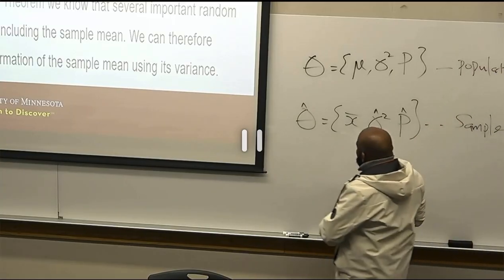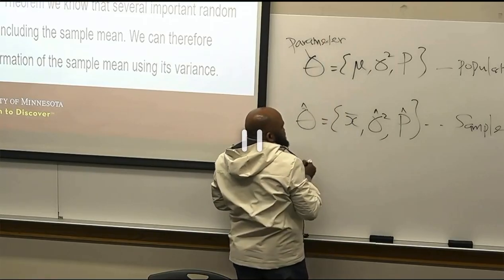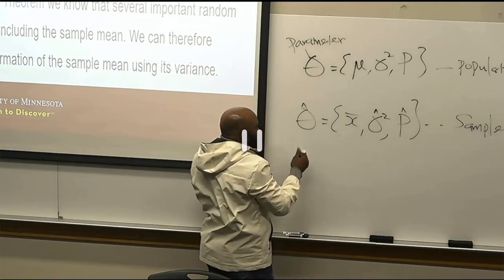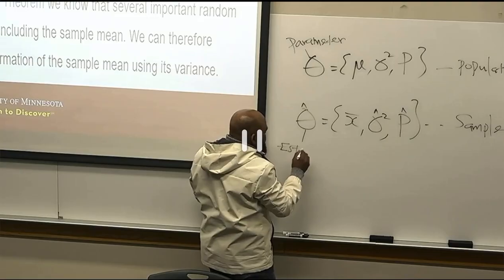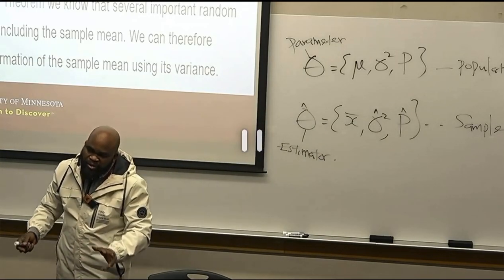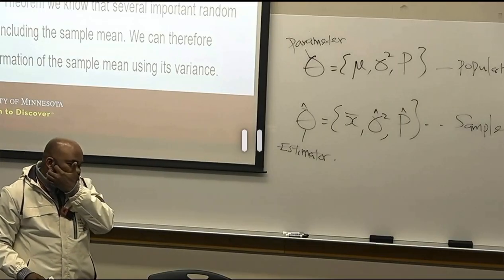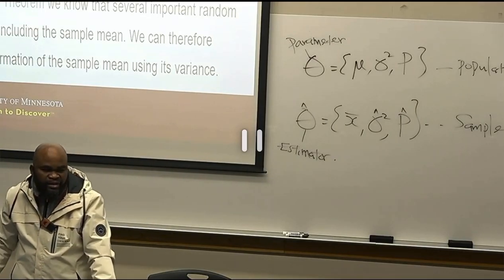Like I said, this is a parameter, while this guy is an estimator. So this is what happened. By parameter, we mean a population characteristic value.